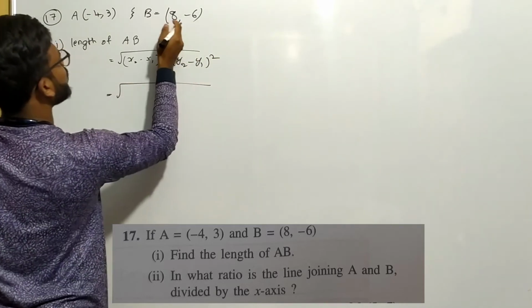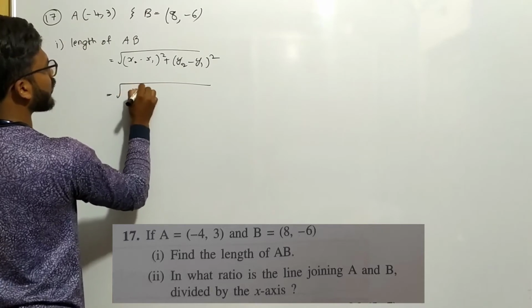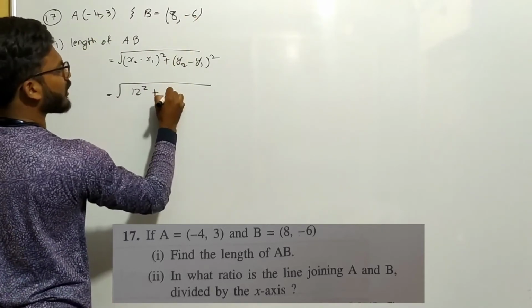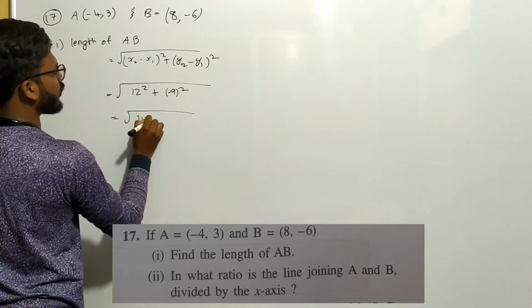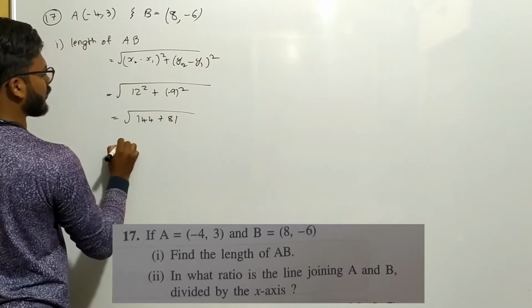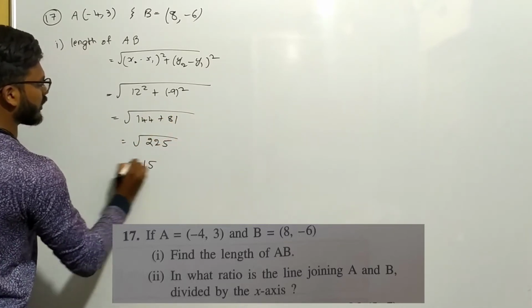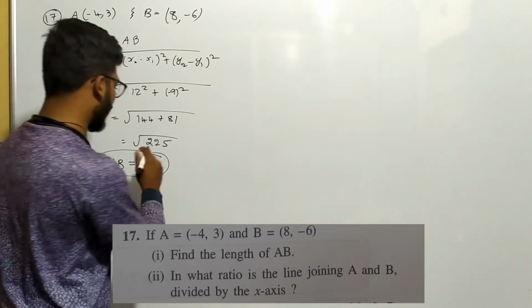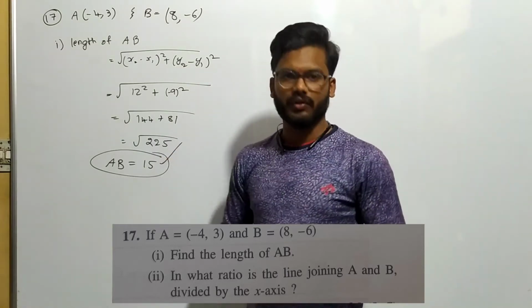Here we will get x2, 8 minus of minus 4, 8 plus 4, 12 square, plus y2 minus y1, minus 6 minus 3, minus 9 whole square, right? Nothing but 144 plus 81, you will get root over 225, it is 15. As the length won't be negative, you have to take only the positive square root. So AB is 15 units.